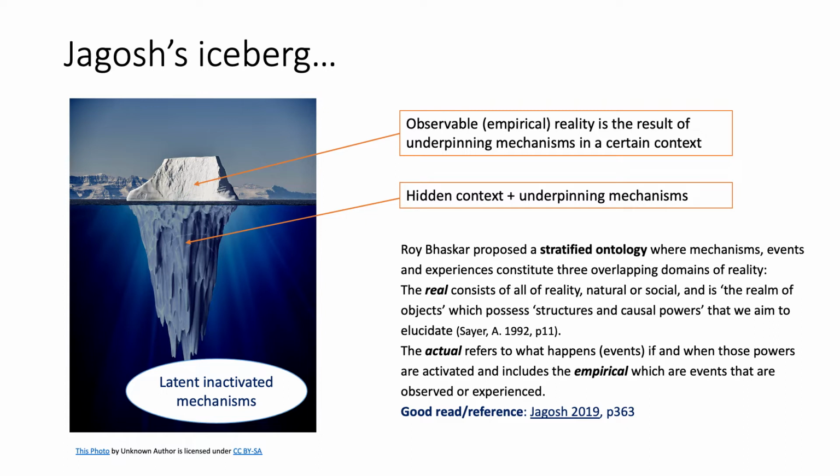And this leads nicely into the iceberg metaphor. I'm going to assume you've got some knowledge of Bhaskar's stratified ontology, where mechanisms, events, and experiences constitute three overlapping domains of reality: the real, the actual, and the empirical. What's important is the complex interaction between this dynamic, open, and stratified system, where particular structures give rise to certain causal powers, or what Justin Jagosh and the realist camp refer to as mechanisms.